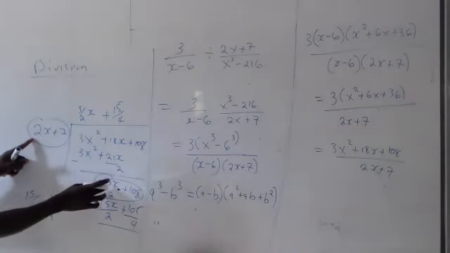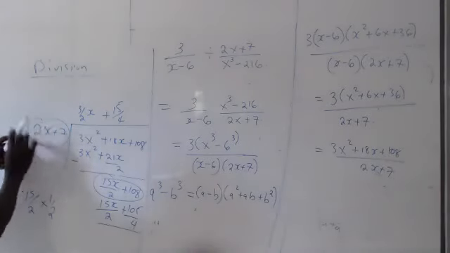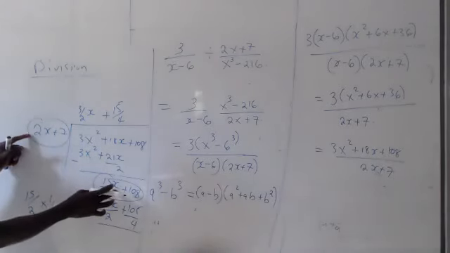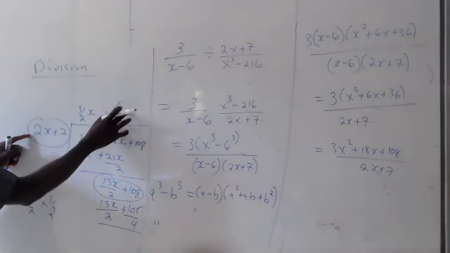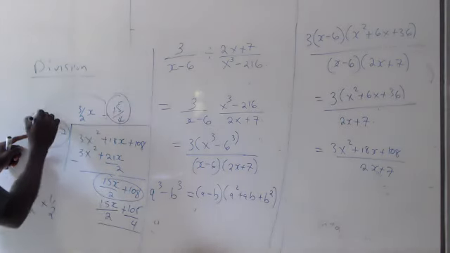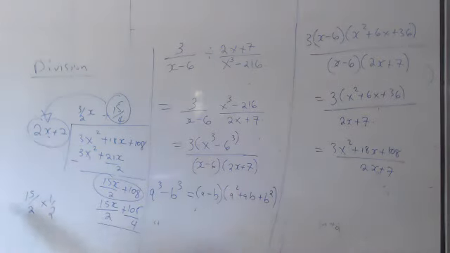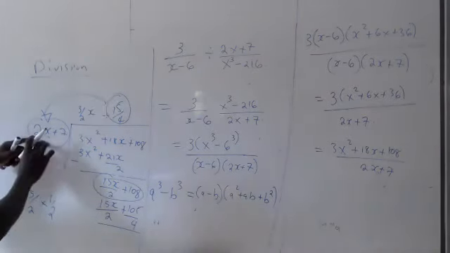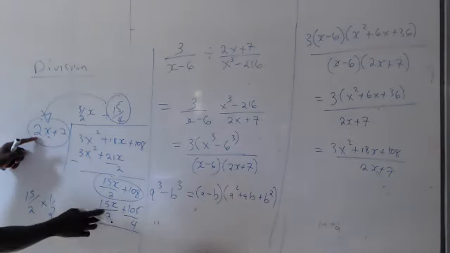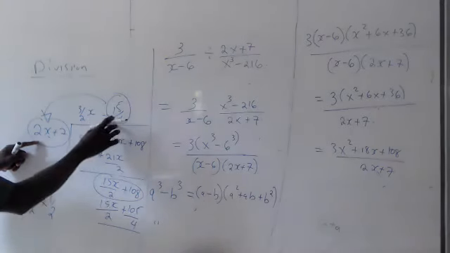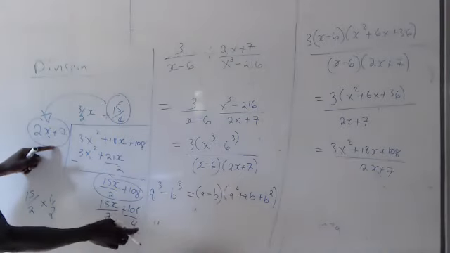So we take the first term. How many times will 2x divide 15x over 2? That is 15/4. Then we take this 15/4 and multiply by this divisor. So 15/4 times 2x gives us 15x/2, which is expected. 15/4 times 7 gives us 105 divided by 4.